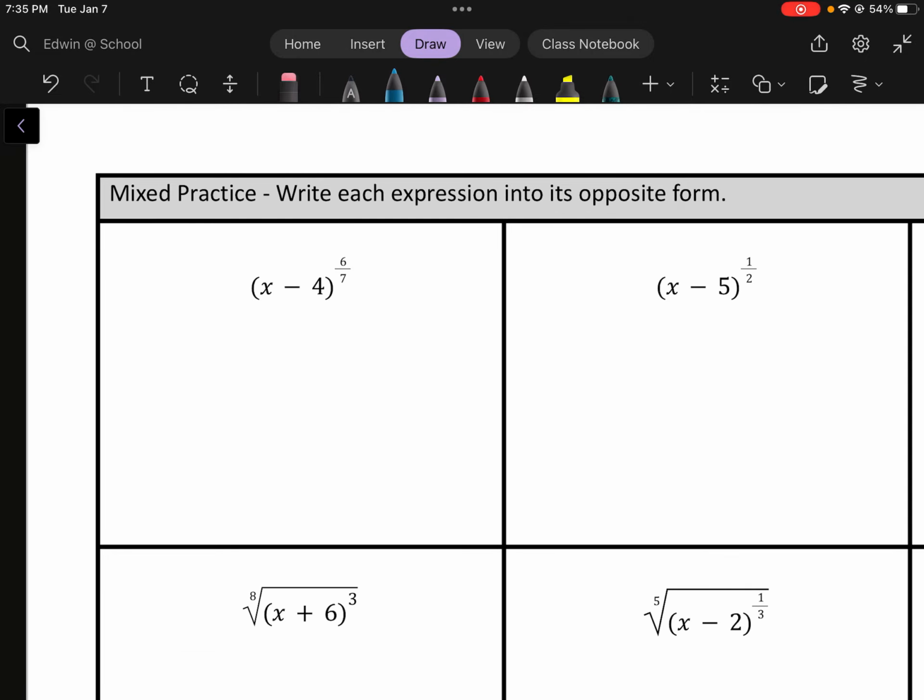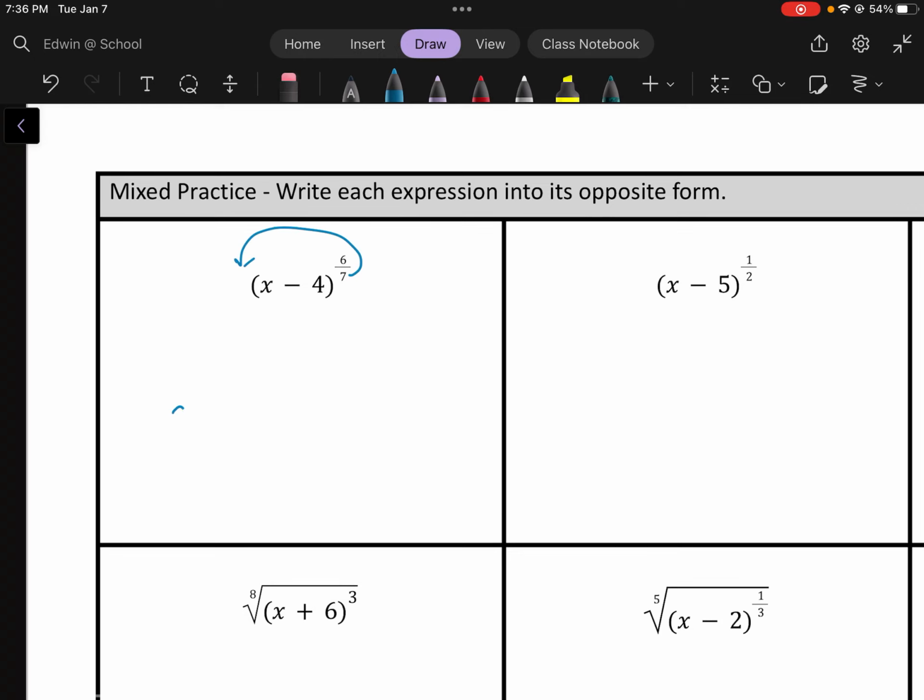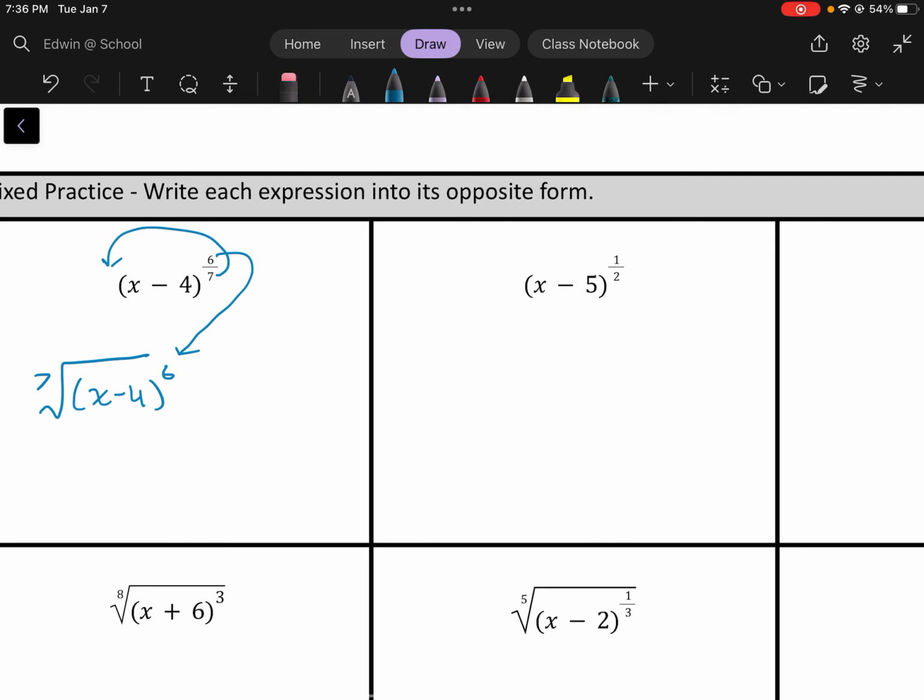I'll work on these real quickly. So we have a denominator. It means we're going to take out that 7 and put it on top. We're going to take out the denominator, and the only thing that's left is the 6. The 6 stays there. That numerator is always going to stay there.